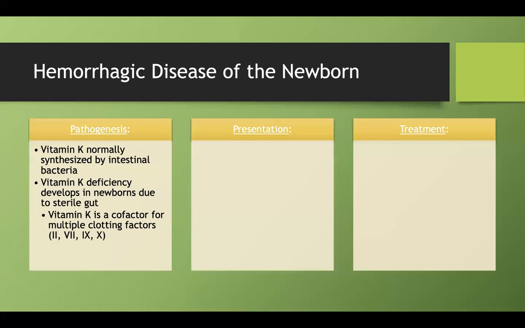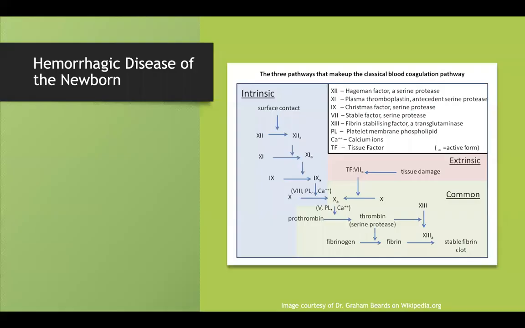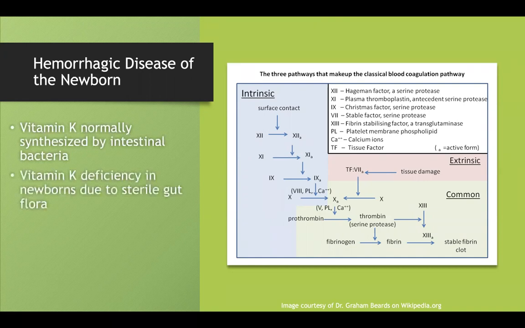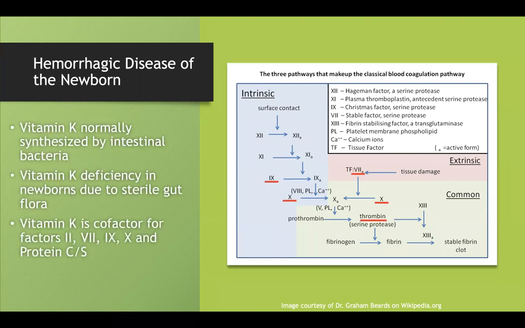So vitamin K is a cofactor for multiple clotting factors. And if you have any vitamin K deficiency, it can lead to bleeding. I showed you this earlier in the fat-soluble vitamin deficiency section. But here, I just want to mention that vitamin K is a cofactor for several of these clotting factors, and I've highlighted them here. All these clotting factors, their main job is to ultimately give you a fibrin clot. And if you have a deficiency in any of these factors, it can lead to bleeding.